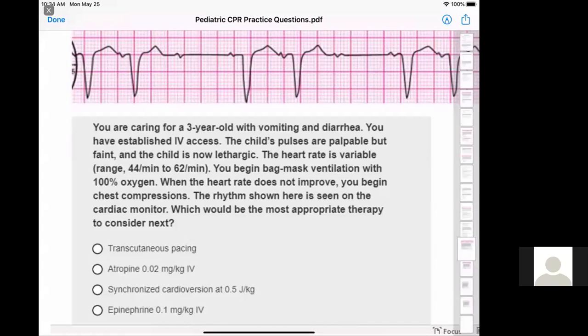Okay, so the reading shown here is seen on the monitor, which will be the most appropriate treatment for this child. Transcutaneous pacing, atropine at 0.02 milligrams per kilogram IV, synchronized cardioversion at 0.5 joules per kilo, epinephrine at 0.1 milligrams per kilo.